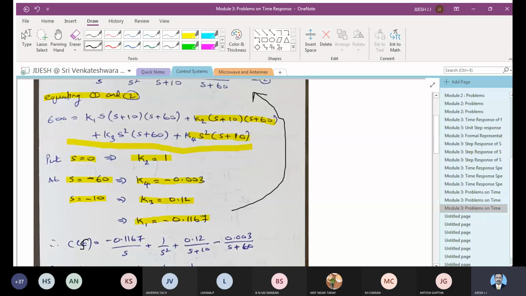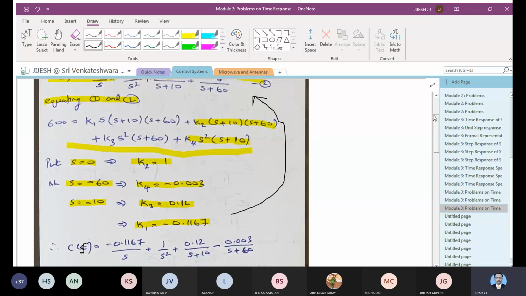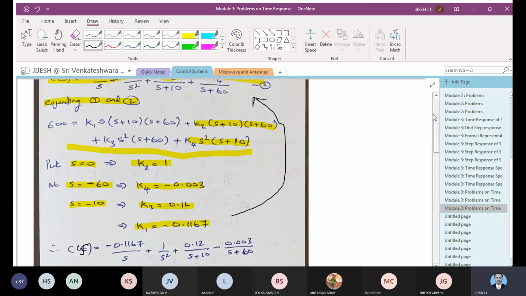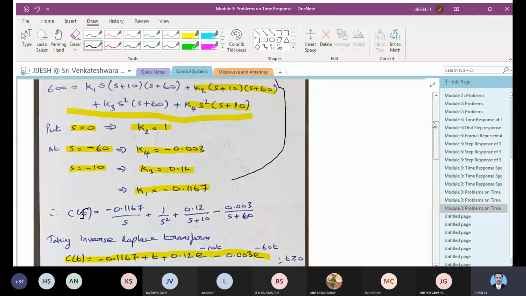Okay, then take the inverse Laplace transform of C of s. You'll get it as C of t. So C of t, when you take it, you'll get minus 0.1167 plus, for 1 by s square, you'll get t, plus 0.12 e to the power of minus 10t, minus 0.003 e to the power of minus 60t. So this is the final answer.